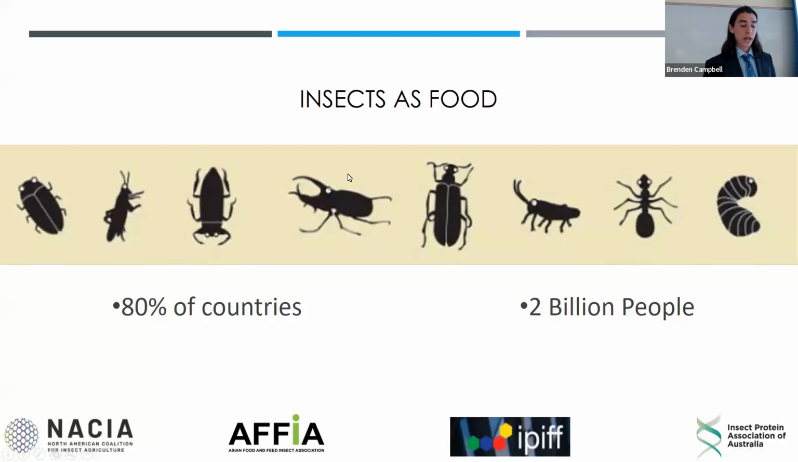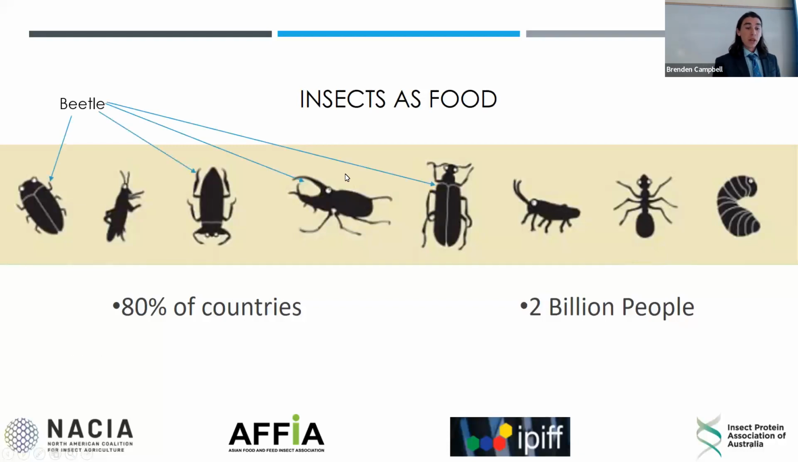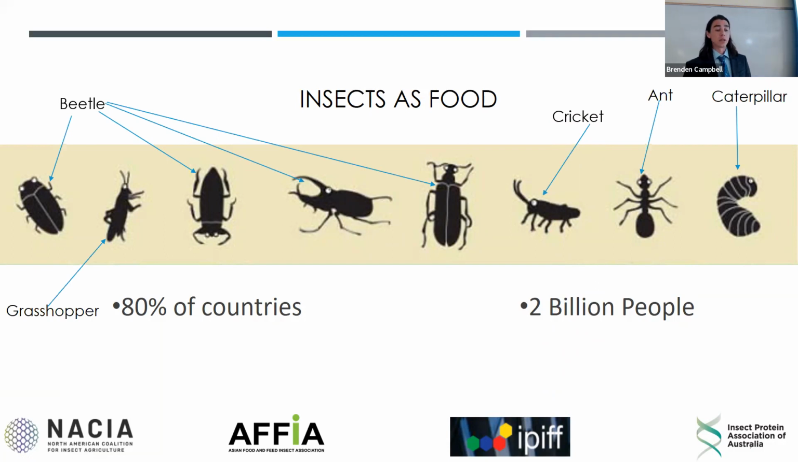So the most consumed insects by humans are beetles, which are depicted here, as well as bees, wasps, grasshoppers, locusts, crickets, ants, or caterpillars. A wide range of different species of insects are consumed. About 2 billion people with cultural backgrounds in the Asian, African, and Latin American areas consume insects. This covers approximately 80% of all countries, meaning that only 20% of all countries, including most Western countries, are not currently consuming insects.